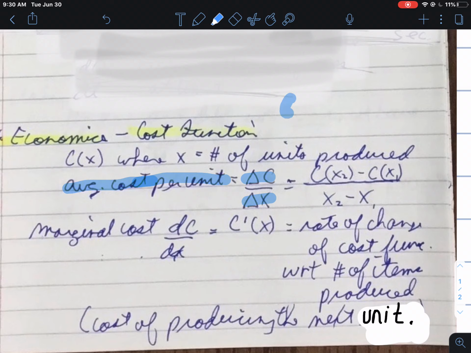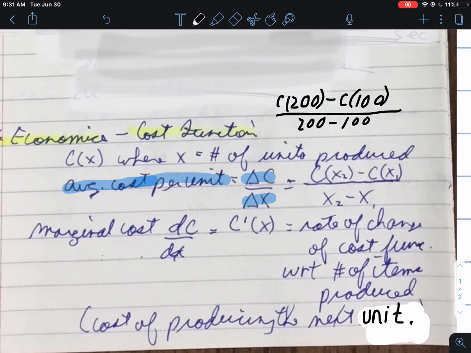We would take the cost of producing 200 units, take the cost of producing 100 units, and take the difference of the two, and that tells me how much it actually cost to produce the second 100 of our item. And then if I want the average cost, what do we do? We divide by the number of units produced, which would be 200 minus 100, or 100. But it's always change in cost over change in number of items produced.